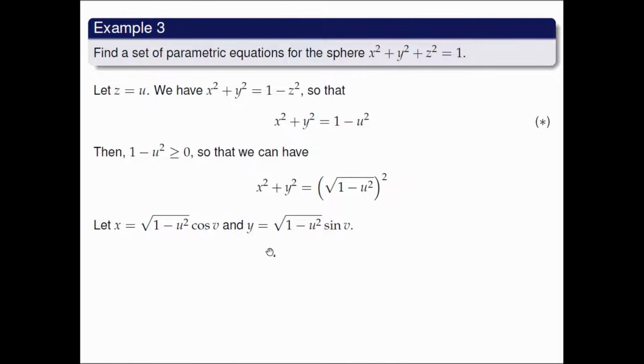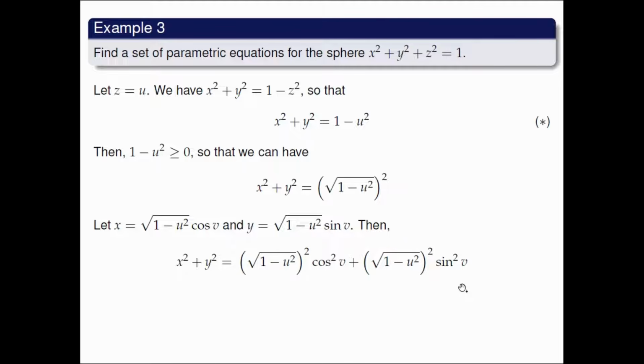I-check natin kung isa-satisfy nito at saka nito yung equation nito. So we express x squared plus y squared in terms of u and v. So x squared plus y squared equals square nito plus square nito. So we have this one.